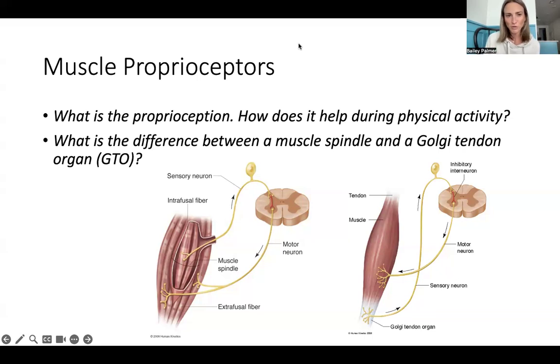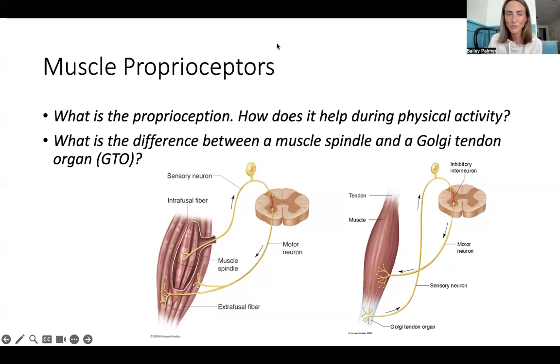So, talking about muscle proprioception. First, we need to think about what is proprioception and how does this help during physical activity. Recall what you know about muscle spindles and GTOs. Since we're not here to answer this together, we know that proprioception is that kinesthetic sense, that ability to know where our body is in space at all times, without having to look down and see where our hands and legs are. How is this important in physical activity and sport?